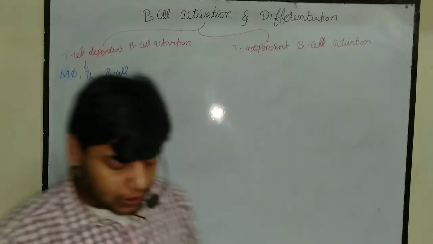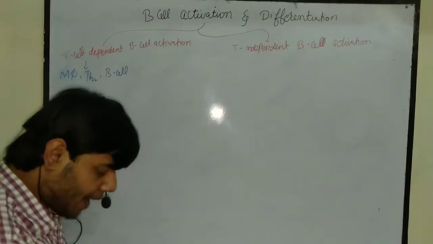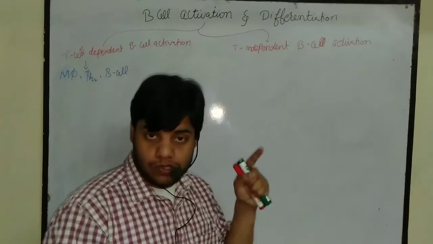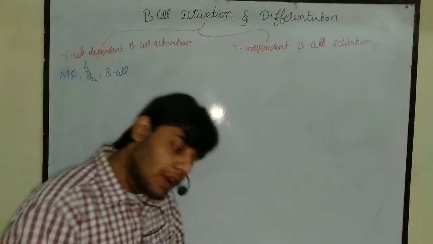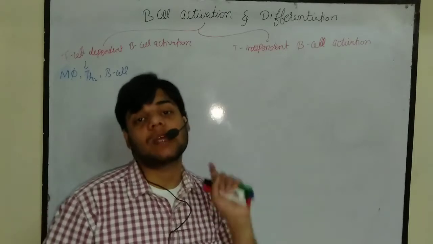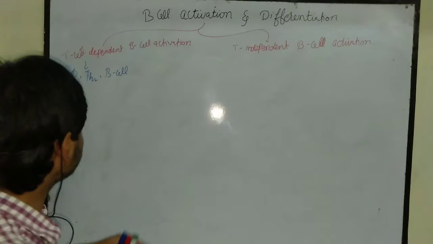Now what happens for the B cell activation? First of all, the macrophages will engulf the microbes. Okay, for the B cell activation, first of all the T cell should be activated. Once the T cell is activated, then the B cell will be activated. Okay, so what happens? Let me explain.